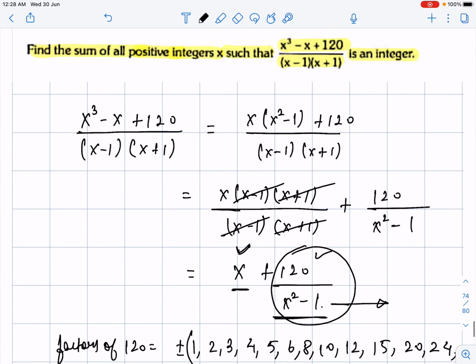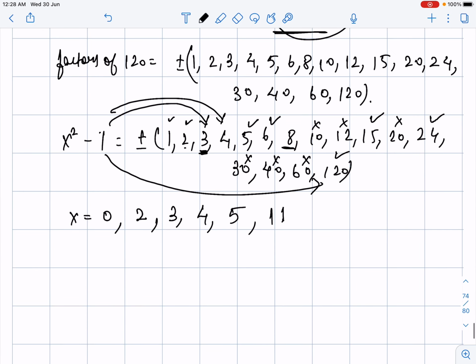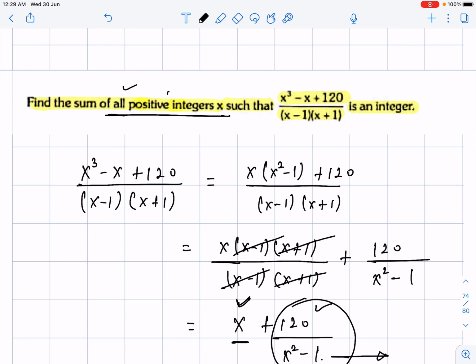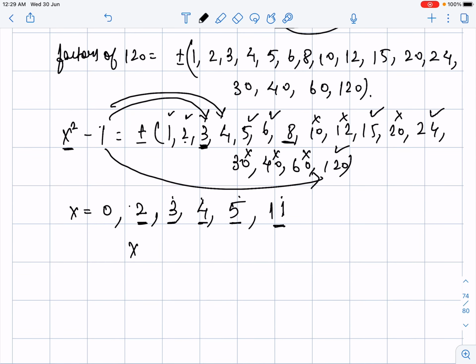So guys, what did they ask? They asked the sum of all positive integer x. That's why I wrote plus 2 only, not plus or minus 2. Plus 3 only, plus 4 only, plus 5 only, plus 11 only, not plus or minus 11. Because it's a quadratic, no? It will have two roots, plus or minus 11, plus or minus 5, plus or minus 4, plus or minus 3, plus or minus 2. But we would have to consider the positive values only, because in the question itself they asked for the sum of all positive integer x.